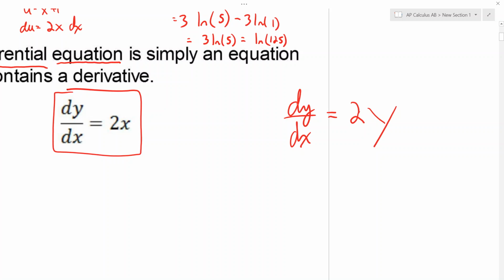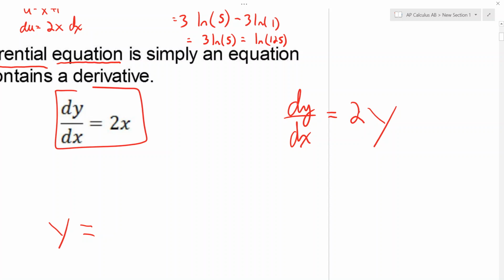Now, in both of these examples, there's a 2x, okay? There's not much going on with this, and a dy over dx. The goal of a differential equation is for us to end up at the end with y equals and have some equation whose derivative is 2x. Okay? You could probably do this in your head. All right? But I'm going to say that again.